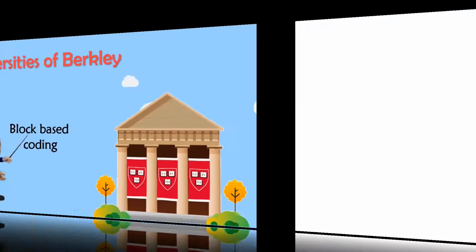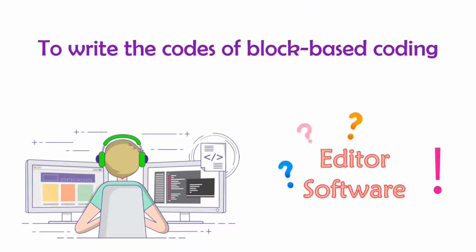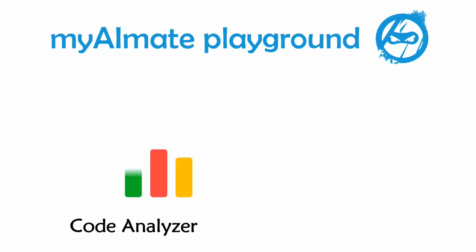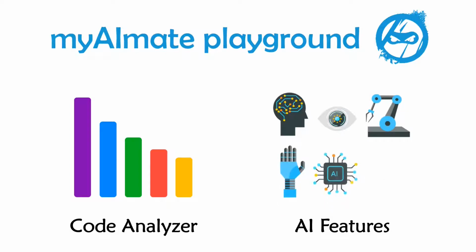To perform block-based coding, we need a platform where we can write the code using blocks. Here comes the myAImate playground, an innovative and feature-loaded software that helps you write code in a very easy manner. A feature like Code Analyzer helps you to evaluate your own code without any bias. Functionalities of artificial intelligence add more feathers to the hat of myAImate playground. Now, for detailed information, Manish will teach you how to access and use myAImate playground.